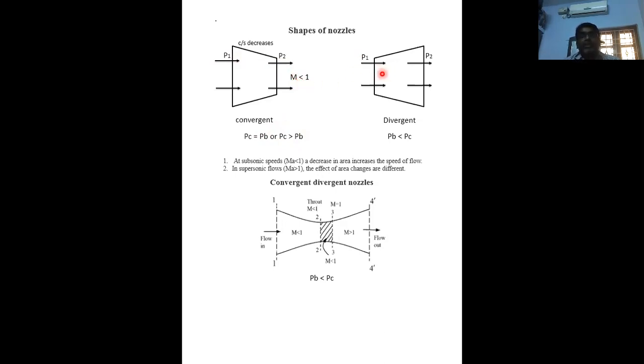In the divergent nozzle, the cross-sectional area increases toward the exit. Here high pressure steam enters the divergent nozzle and leaves at low pressure. Here the back pressure is greater than the critical pressure. At subsonic speed, where the Mach number is less than 1, a decrease in area increases the speed of flow. In supersonic flow, the Mach number is greater than 1, and the effect of area changes is different.